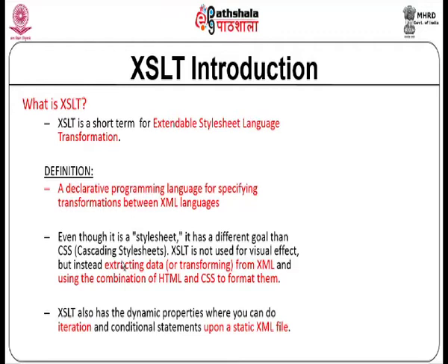So even though it is a style sheet, it does not do only a visual effect like CSS, but instead it extracts the data from the XML document and allows a combination of HTML and CSS to format them. The T stands for transformation. Your XML document may be a very big file, so you want to extract the information from the XML document and apply the styling for the information you have extracted. This XSLT will help us to do this.